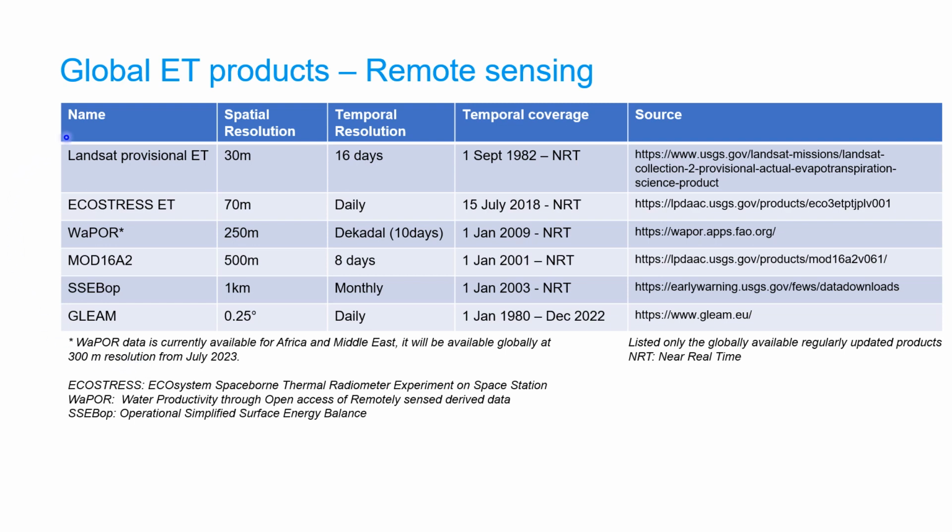The table here lists the global ET products which are developed using remote sensing approaches. The spatial and temporal resolution, the temporal coverage, and the source URL where these data sets can be downloaded are listed in this table. Note that one of the data called WAPOR, which is developed by the Food and Agriculture Organization, is currently available for Africa and Middle East, but it will be available globally at 300-meter resolution from July 2023.